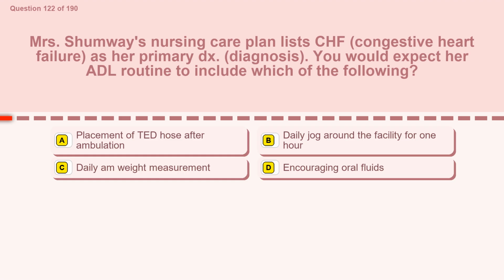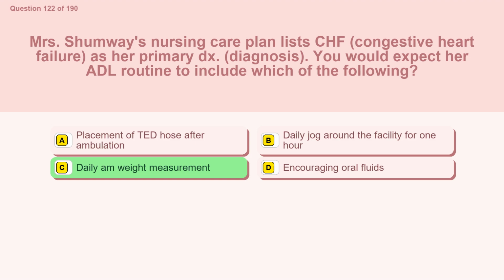Question 122. Mrs. Shumway's nursing care plan lists CHF, congestive heart failure, as her primary diagnosis. You would expect her ADL routine to include which of the following? Option A, placement of TED hose after ambulation. Option B, a daily jog around the facility for 1 hour. Option C, daily weight measurement. Option D, encouraging oral fluids.